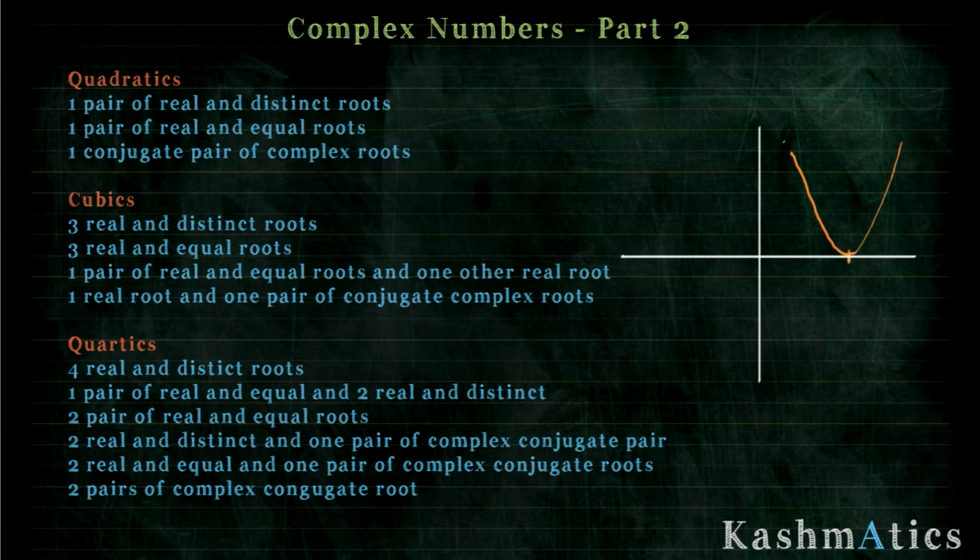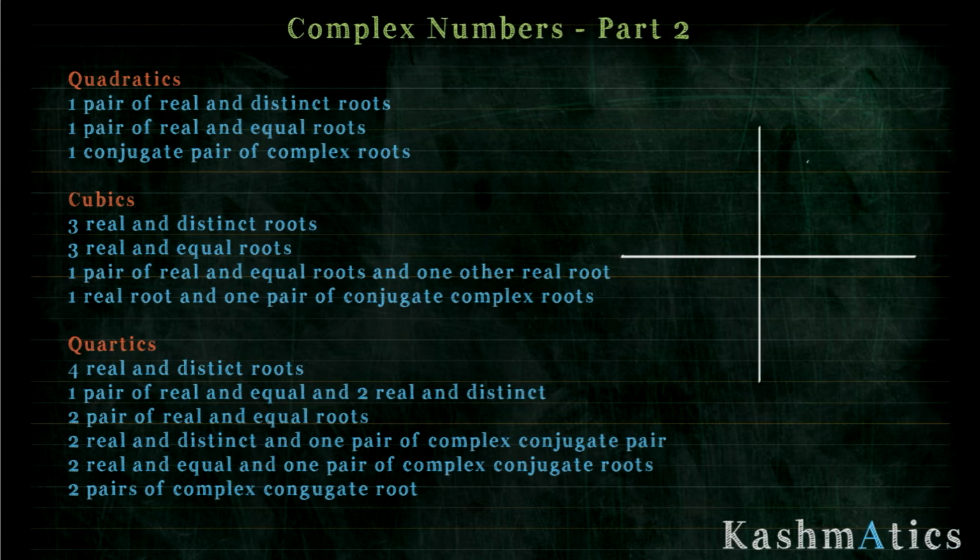The third is when the quadratic will completely miss the x-axis, it'll go back up without touching it, and that's when you have a pair of complex roots, and they come in conjugate pairs, and I'll explain why that happens a little bit later on.